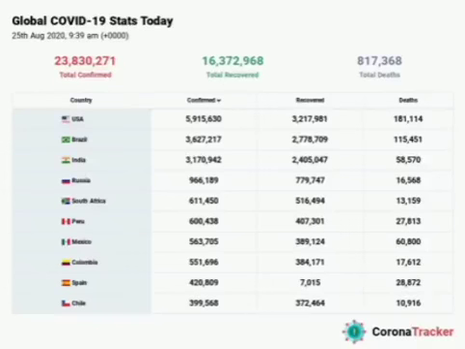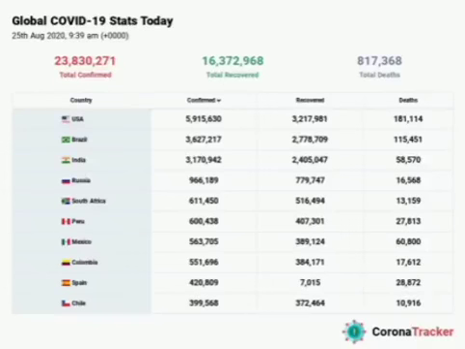Epidemiology. Epidemiology is the study and analysis of the distribution, patterns and determinants of health and disease conditions in defined populations. As of the latest information by WHO, 23,830,271 total confirmed cases of COVID-19 have been reported in more than 188 countries and territories, resulting in 817,368 deaths. And also 16,372,968 people have recovered.